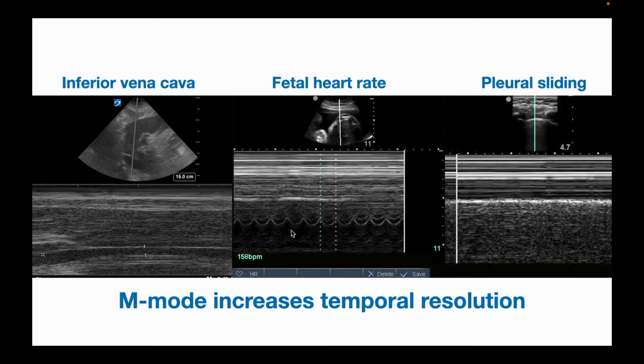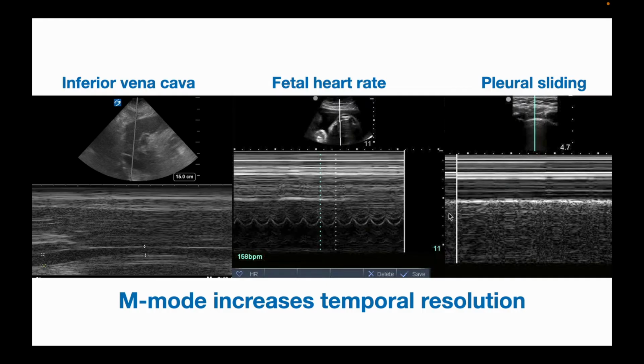Fetal heart rate estimation is also an important part in the fetal well-being assessment and can be performed with M mode. The sampling line is placed over the fetal heart, and the tracing of this cardiac motion shows a peak and trough pattern right here. And by using the fetal heart rate calculation tool, you can actually place this interval between two peaks or two troughs, and you get a fetal heart rate.